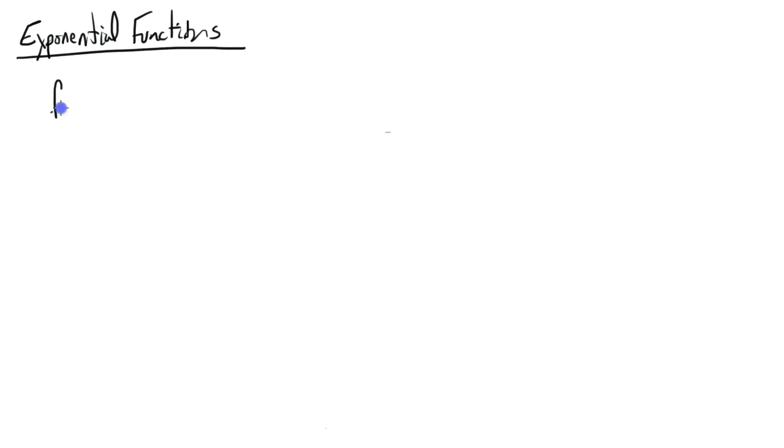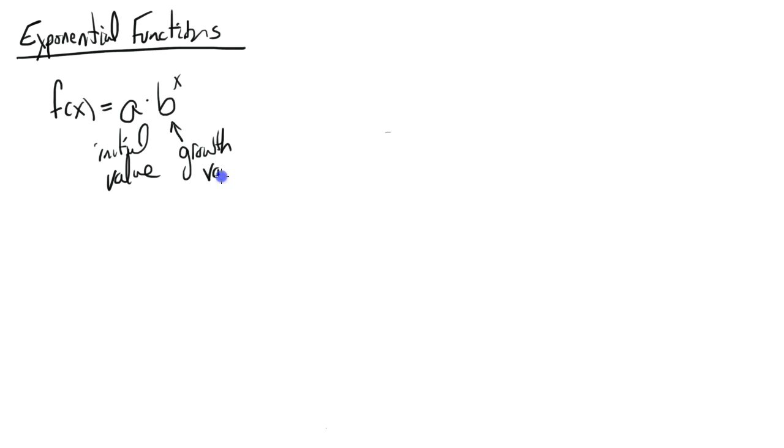So first off, from last year, hopefully, and actually we might have talked about this at the beginning of this year, we got f of x equals a times b to the x. And hopefully last year you learned that this a value is the initial value. And this b value is really called a growth value. And there's a couple different ones. If b is greater than 1, it's a growth. And if it's between 0 and 1, it's a decay.